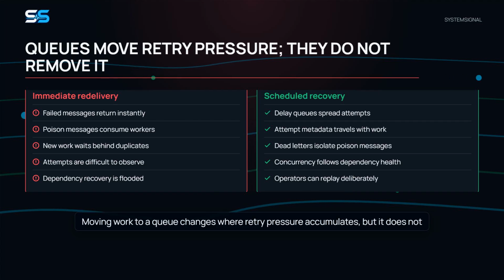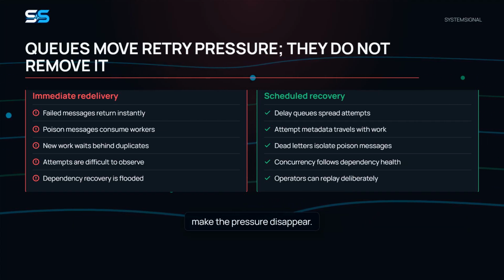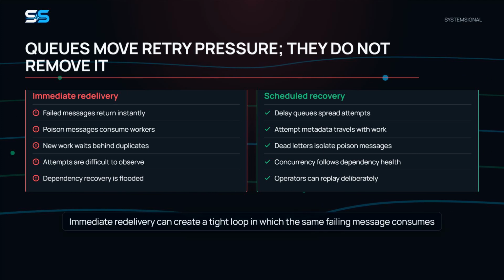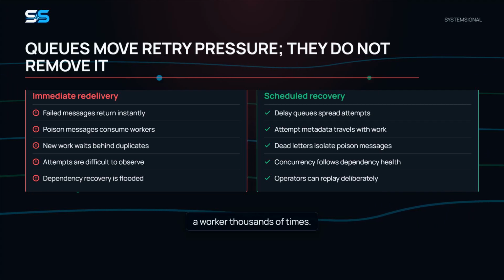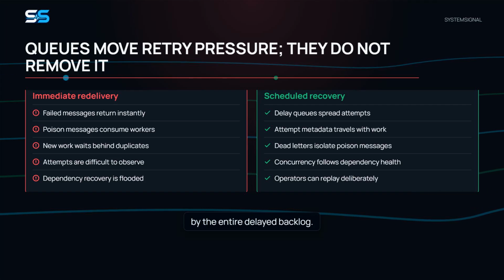Moving work to a queue changes where retry pressure accumulates, but it does not make the pressure disappear. Immediate redelivery can create a tight loop, in which the same failing message consumes a worker thousands of times. A poison message may block useful work, and a recovered dependency may be hit by the entire delayed backlog.